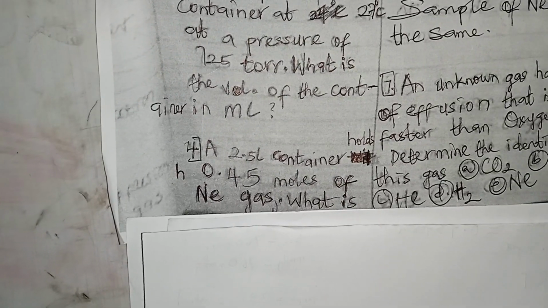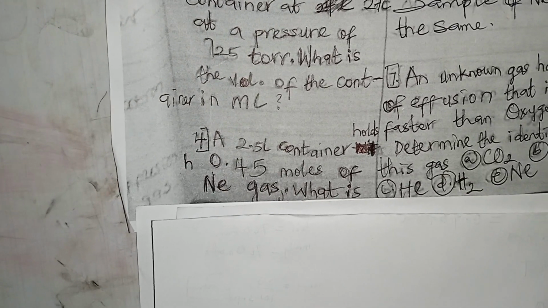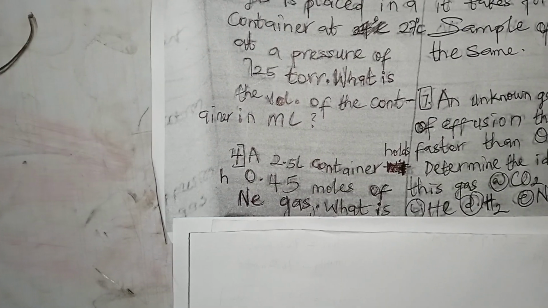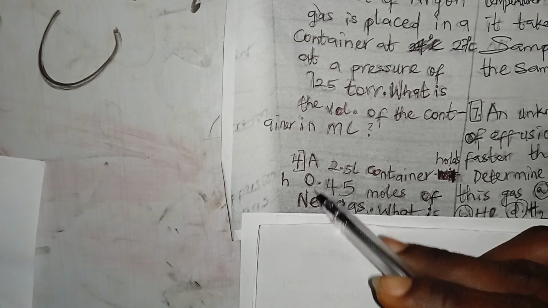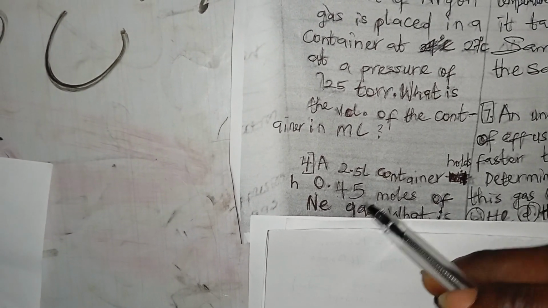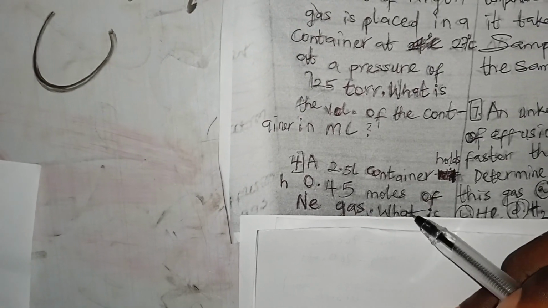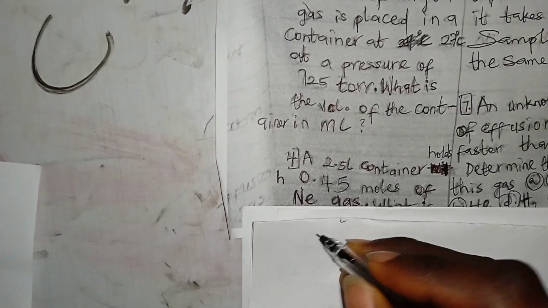Today Academic Daddy will continue the class on gas questions, and today this is part 2, question 4. Now the question goes like this. It says a 2.5 liter container holds 0.45 moles of neon gas. V equals 2.5 liter.